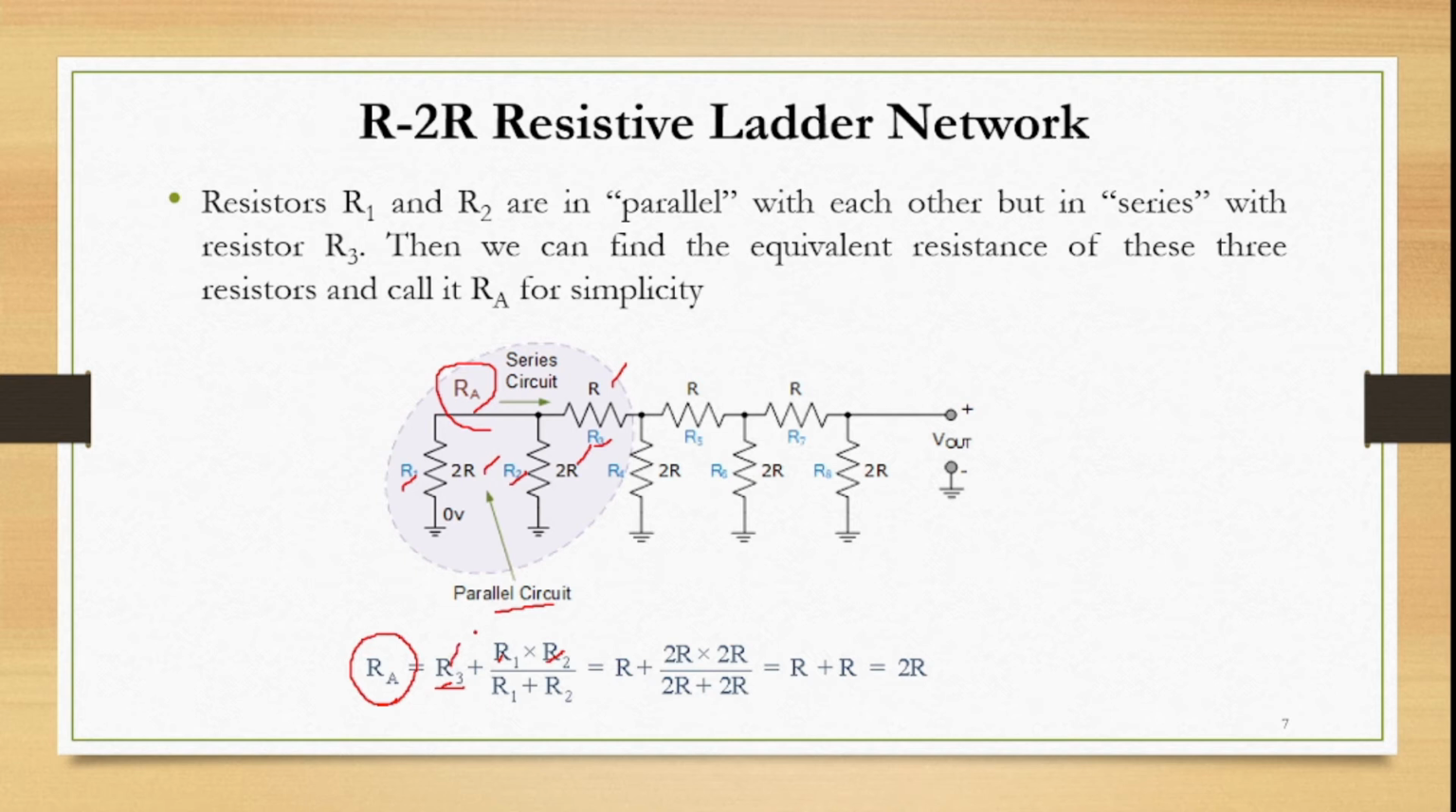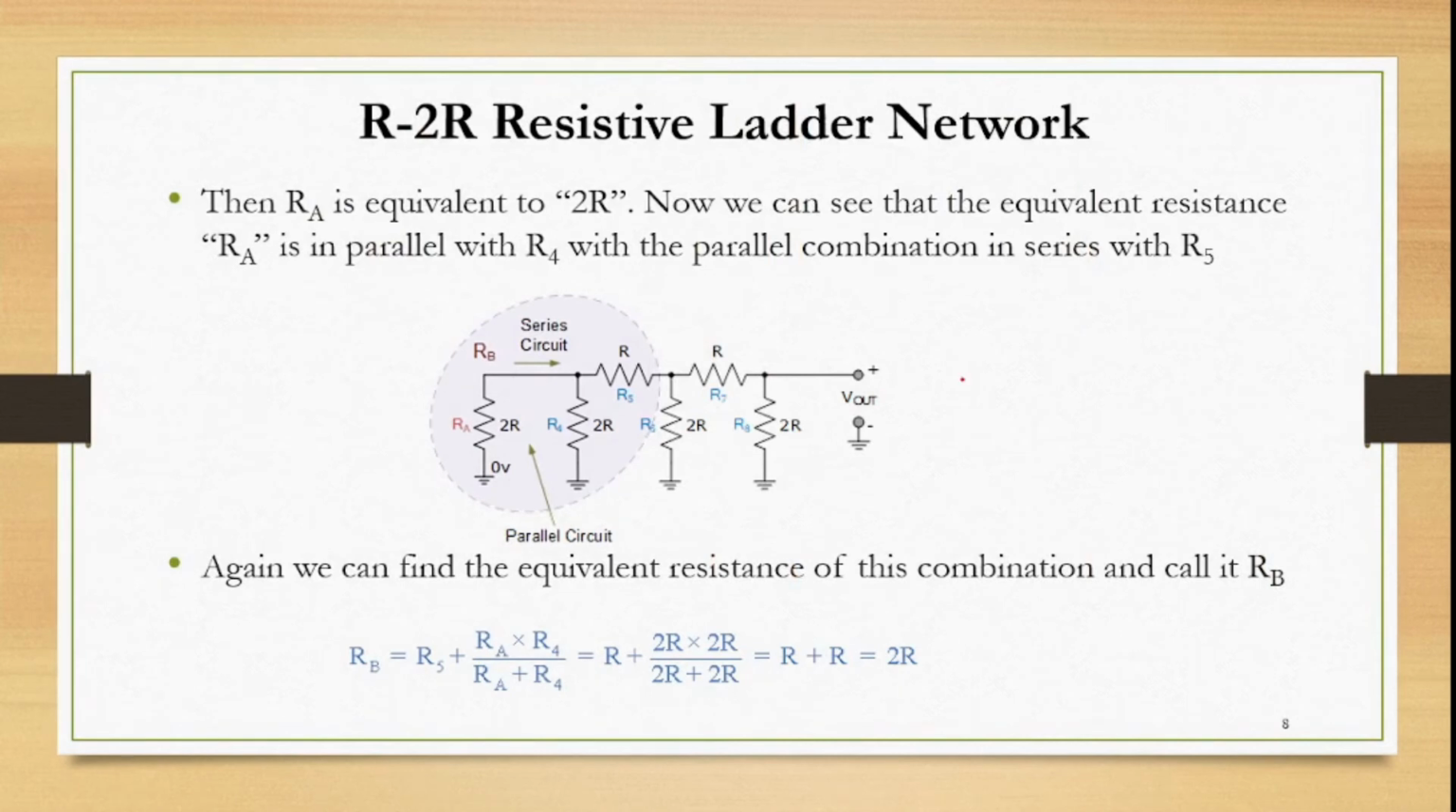If we put in the values, RA equals R plus 2R into 2R divided by 2R plus 2R. So 2 into 2 is 4, and R times R is R square, and in the denominator it is 4R. Now the 4 and 4 cancel, and R square cancels with R. Finally we have only a single R, so R plus R equals 2R. So RA is equal to 2R.